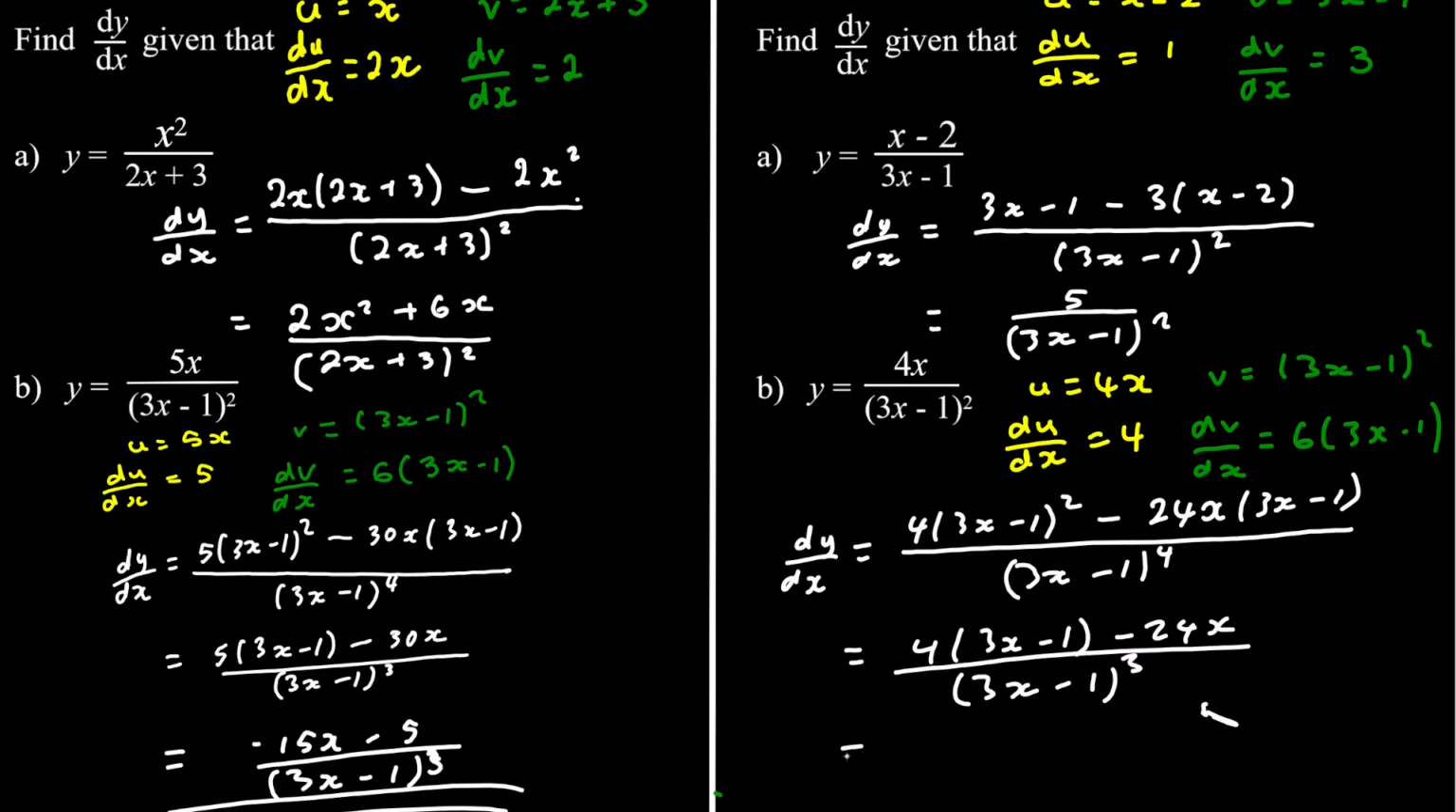And expand and simplify the top line. So we've got 12x take away 24x, which is negative 12x, minus 4 over 3x minus 1 cubed.